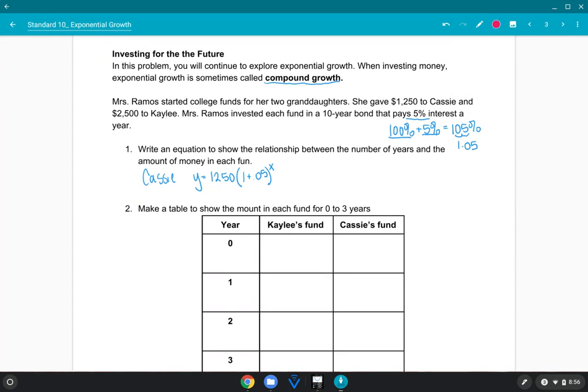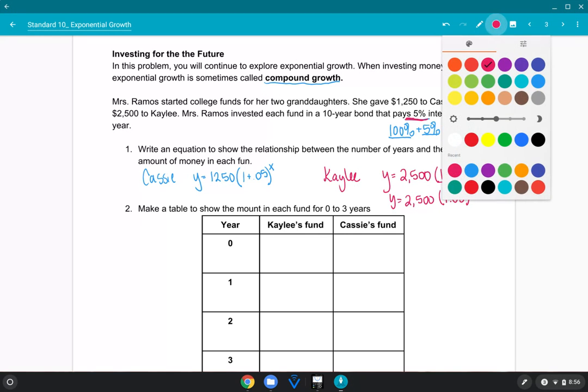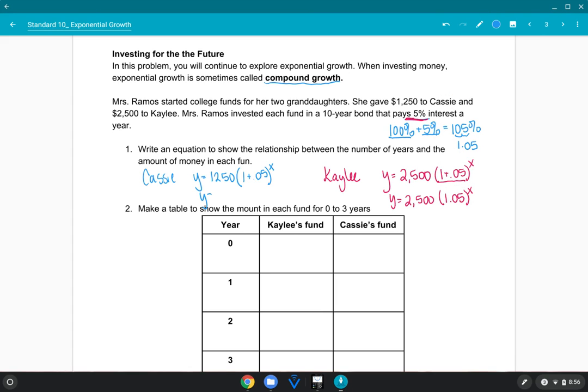Now let's talk about Kaylee. Kaylee was given $2,500, which does not seem very fair to me. And that also pays 5% every year. Now there's a reason that I'm writing it like this. So I'm going to add those two things together, 1 and 0.05, because I can. It's really easy to do that. And these are your equations.